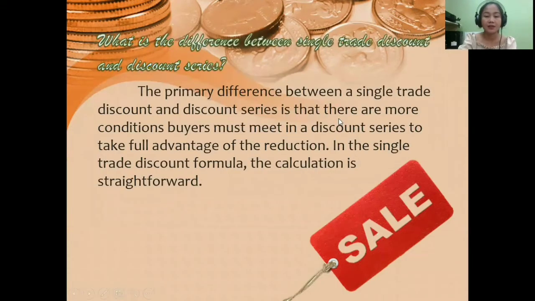What is the difference between single trade discount and discount series aside from the one that I mentioned a while ago? The primary difference is that there are more conditions buyers must meet in a discount series to take full advantage of the reduction. In the single trade discount, the calculation is straightforward. However, in the discount series, we will take a lot of steps in order to arrive at the final answer, and you will find out that later. So we go on along with our discussion.